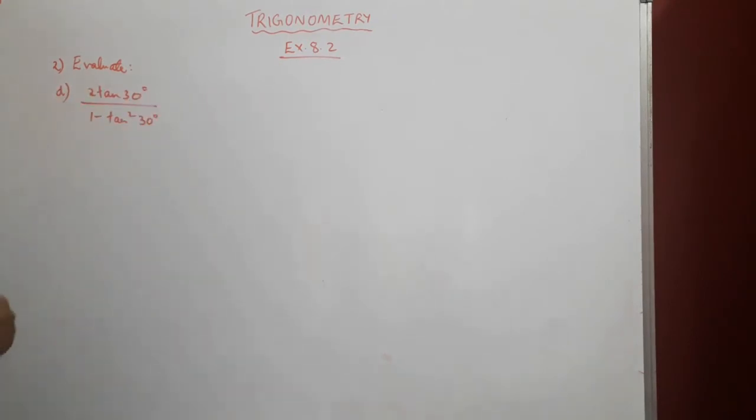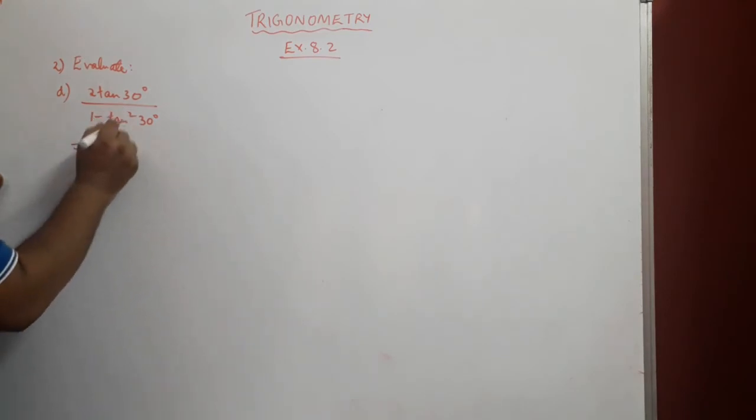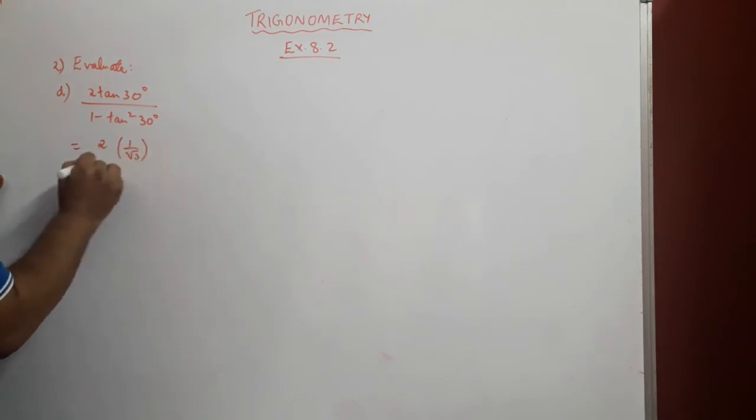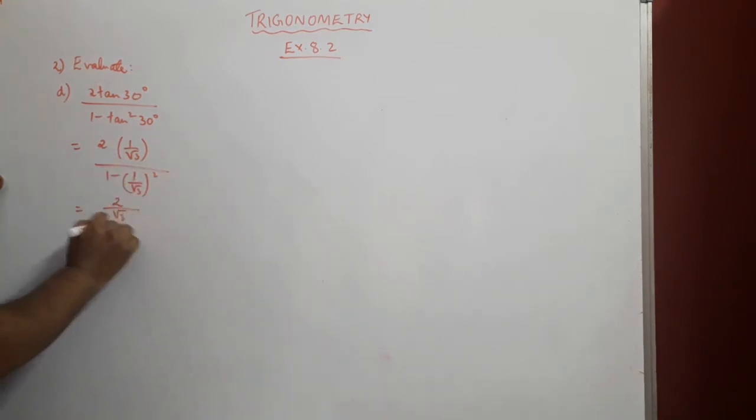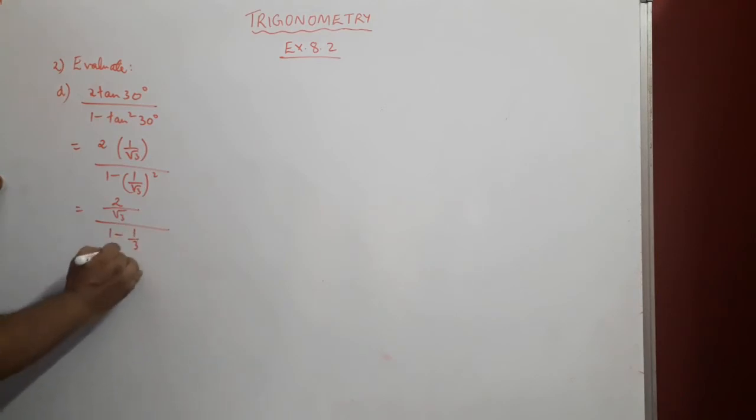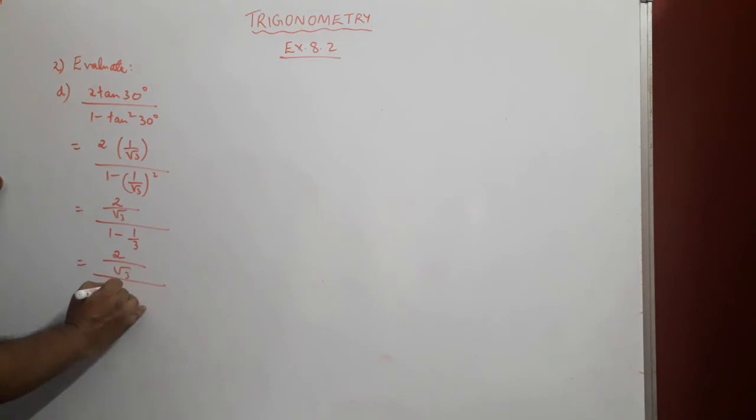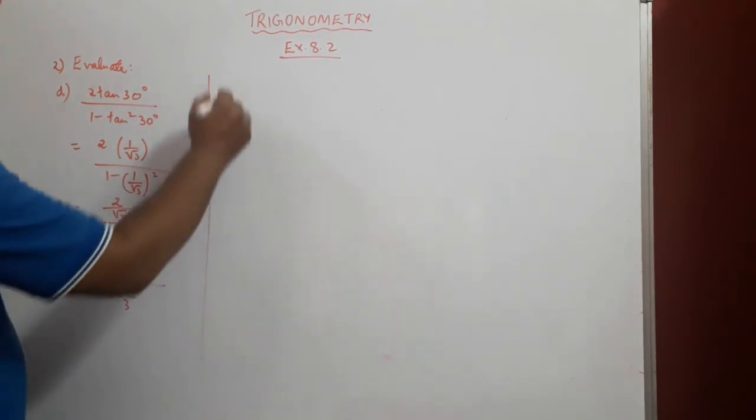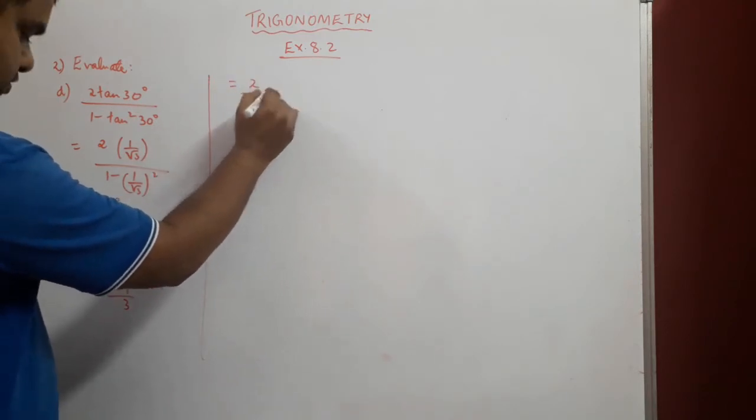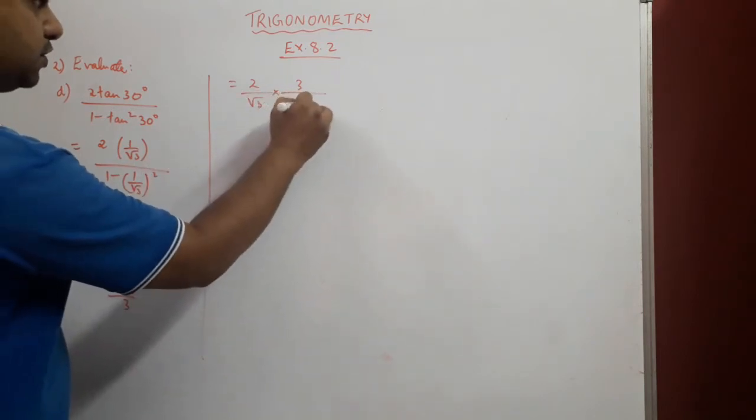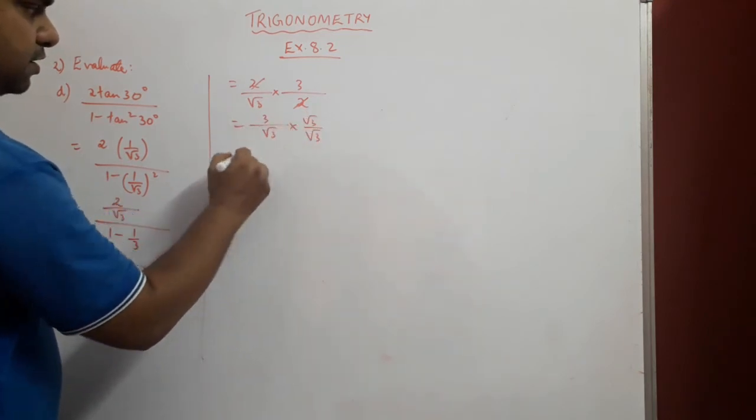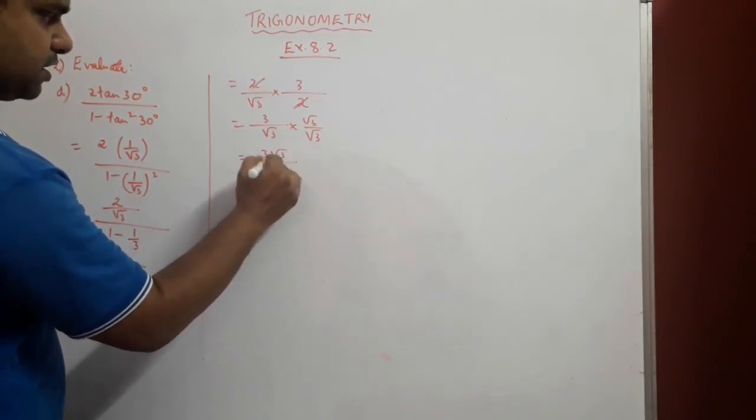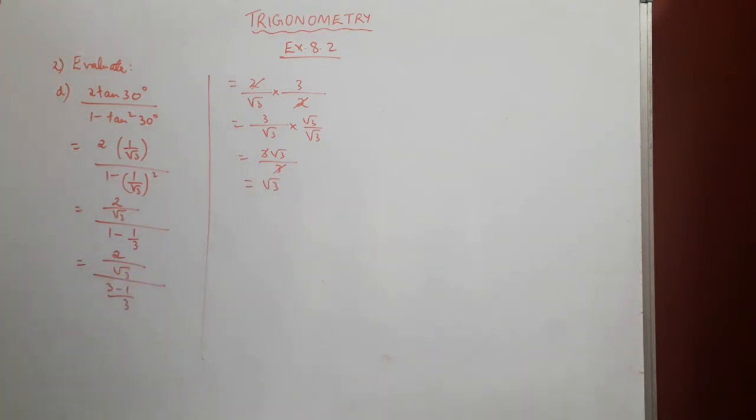Next problem is 2 tan 30 degrees upon 1 minus tan square 30 degrees. Tan 30 we know is 1 upon root 3. So right over here, 2 into 1 upon root 3 whole thing upon 1 minus 1 upon root 3 whole square. This will be 2 upon root 3. The denominator 1 minus 1 upon root 3 whole square will be 1 minus 1 upon 3. Once again this will be 2 upon root 3 whole thing upon 3 minus 1 upon 3. Changing from division to multiplication, we get 2 upon root 3 into 3 upon 3 minus 1, which is 2. 2 and 2 cancel, we get 3 upon root 3. I multiply this by root 3, rationalizing. We get 3 root 3, and root 3 into root 3 will be 3. We cancel 3, answer is root 3 for this question.